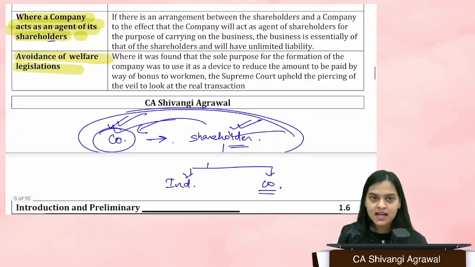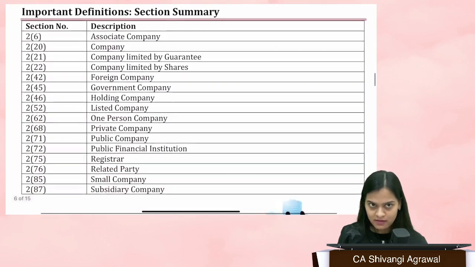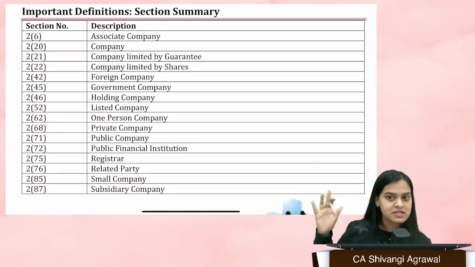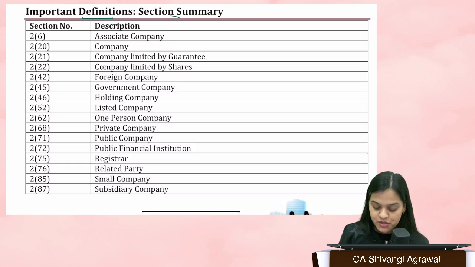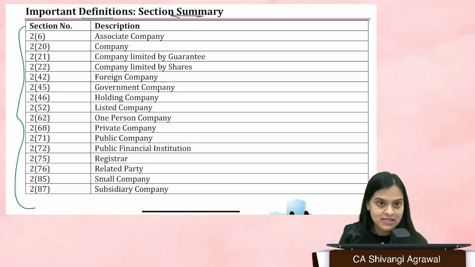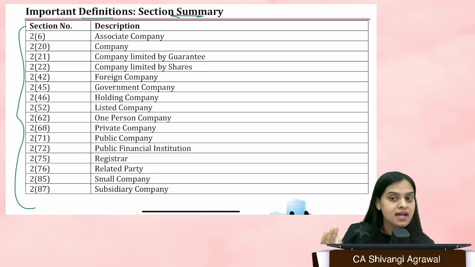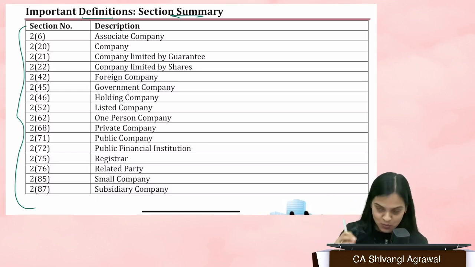We had done till corporate will in the previous class, and we're starting from here. These are the important definitions, and this is the section summary that you can see over here. These are all the definitions that we have to read, one by one. We don't have to read entire section 2. There are a lot of clauses. We have to read some selected ones.